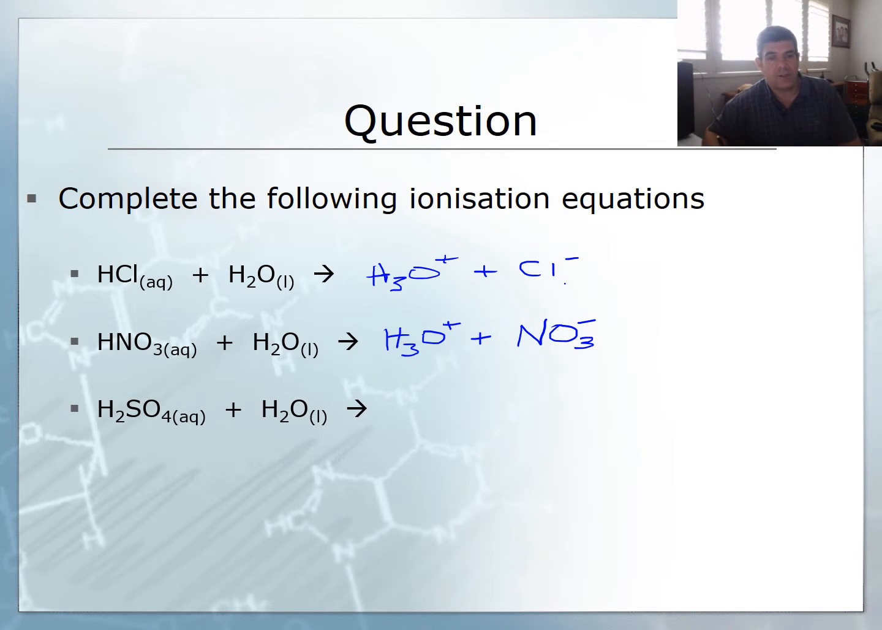In the third situation, we have a diprotic acid. This particular one, sulfuric acid, is diprotic because di means two. So it will be able to donate 2 protons. So therefore, we will need 2 water molecules. We'll end up with 2 H3O+ ions and the SO4 2- ion.